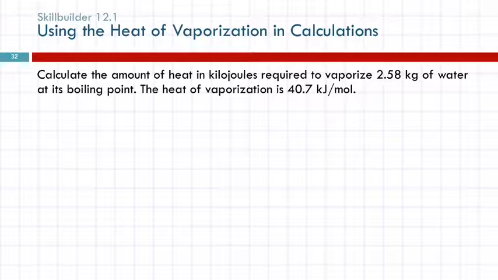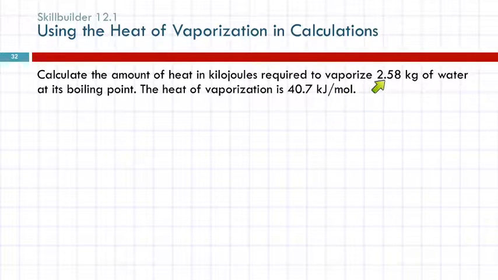Well, how would we calculate this? Calculate the amount of heat in kilojoules required to vaporize 2.58 kilograms of water at its boiling point. The heat of vaporization is 40.7 kilojoules per mole. This basically comes down to a unit conversion problem. It's just dimensional analysis.